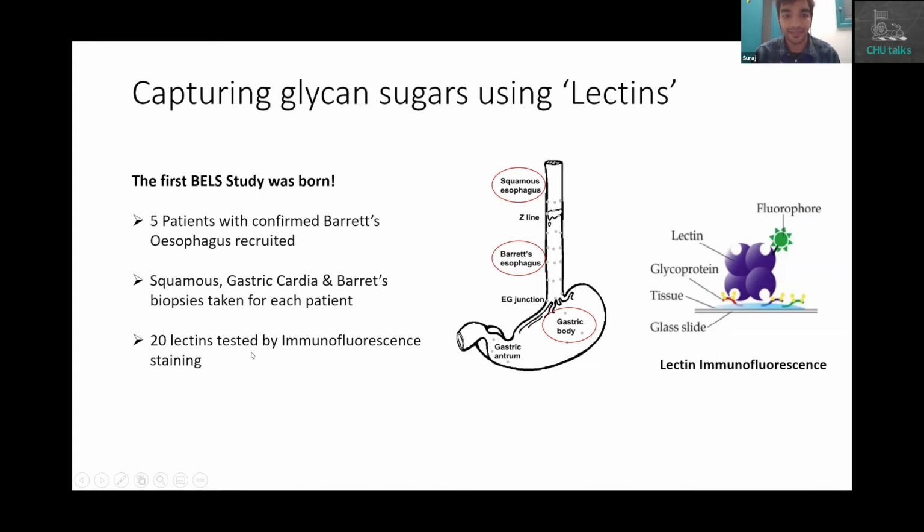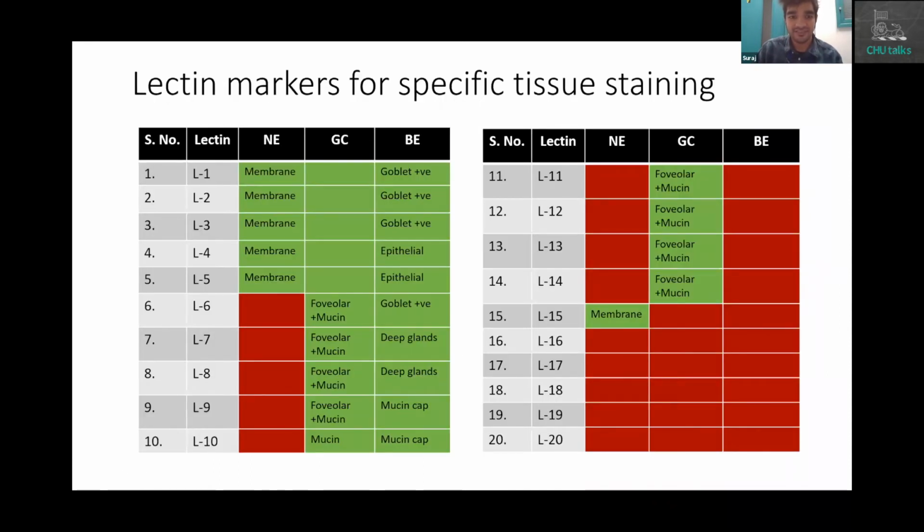And we tested 20 different lectins using this immunofluorescence approach. And this is just a summary of the different lectins that we tested. And we found that they are tissue specific, as we had hoped. And different lectins bound to all 3 different tissue types. So NE is normal esophagus, GC is gastric, which is the stomach, and BE is Barrett's, which is the disease condition. So we found that 5 of the lectins bound to all of these tissue types.